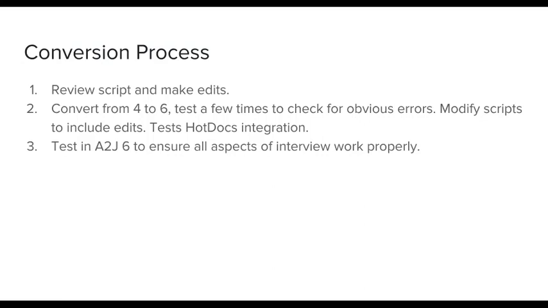Third, and so that's step two is like a very quick and dirty sort of test. It's the kind of test that's going to be done by your developer who is probably not your subject matter expert. Step three is where the real work happens. The testing in A2J 6 to make sure everything works properly. This is where the time goes and where the expertise, you have to have a mix of subject matter expertise and time to do this layer of testing.